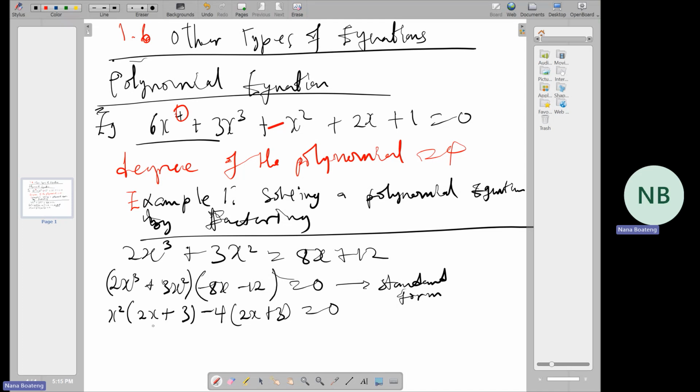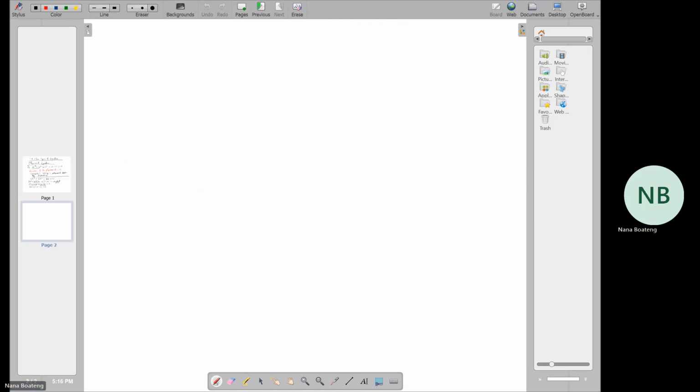So now we have 2x plus 3 in both terms. So we can factor 2x plus 3 out, and we leave a remainder of x squared minus 4 equal to 0. And from here, we can continue and solve for x.